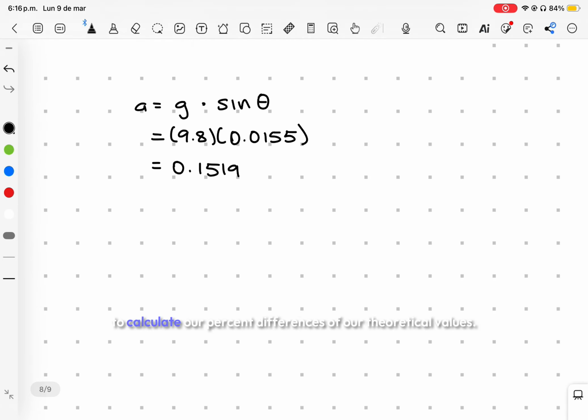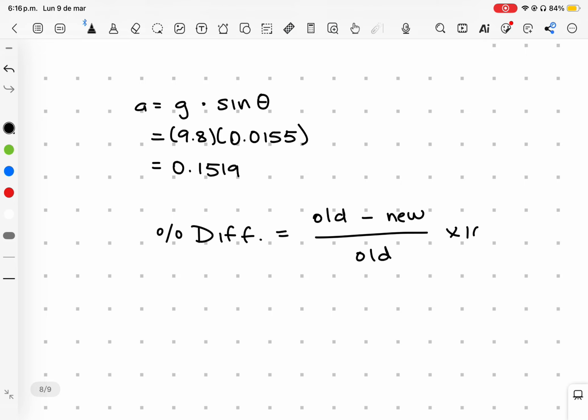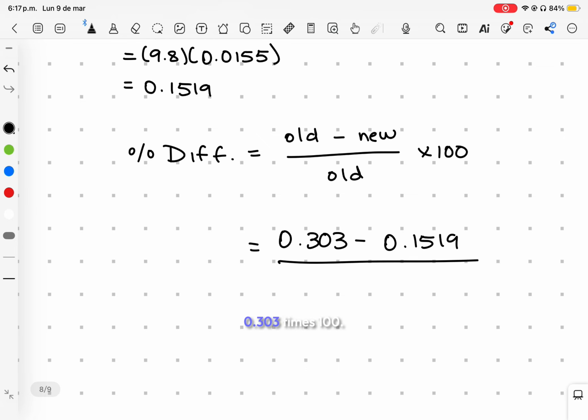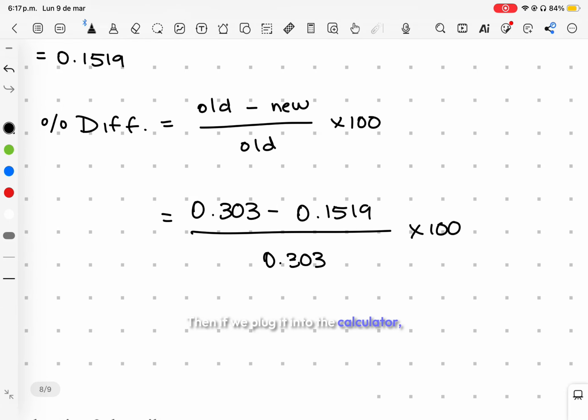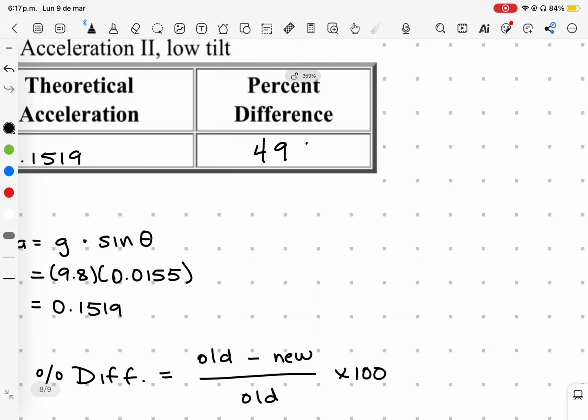And last but not least, to calculate the percent difference of our theoretical values, we run it under our percent difference formula, which is percent difference equals old minus new values over old times 100. If we plug it in, our old value was said to be 0.303 minus our new value, which is 0.1519, over our old one, 0.303, times 100. Then if we plug it into the calculator, we get a percent difference of 49%, and we go ahead and annotate it once again into our chart.